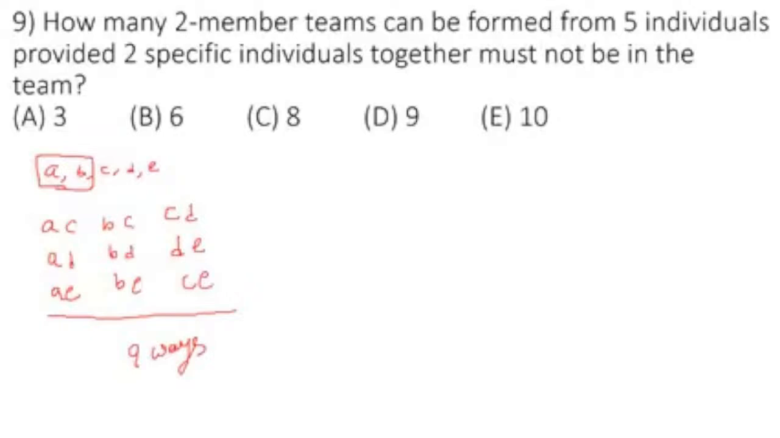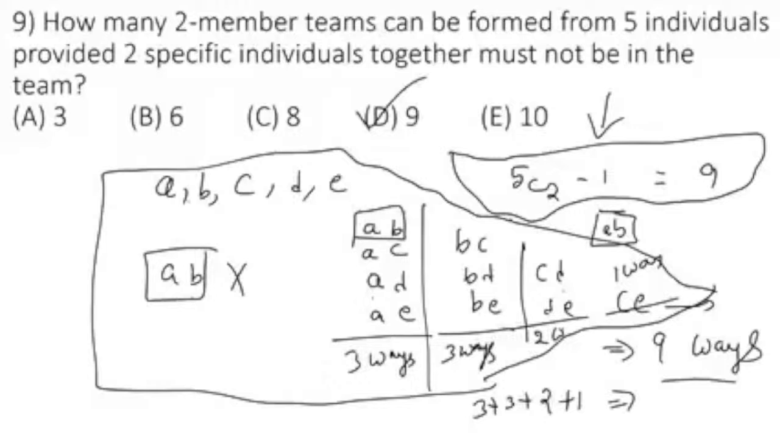The logic is simple here. 5C2 is the total number of ways of forming two-member teams. From that, the cases where the two individuals who must not be together are included should be subtracted. So 5C2 value is 10, and 10 minus 1 is 9 ways. I hope you can see the explanation, how we did it here.